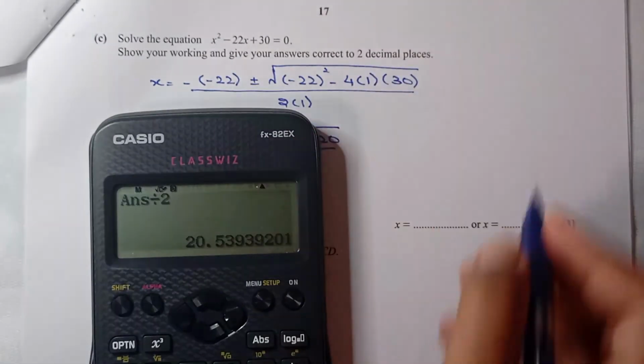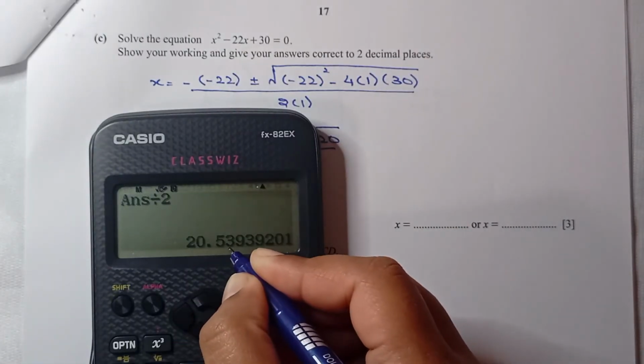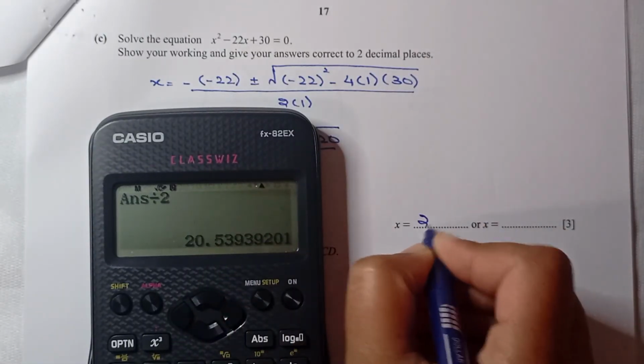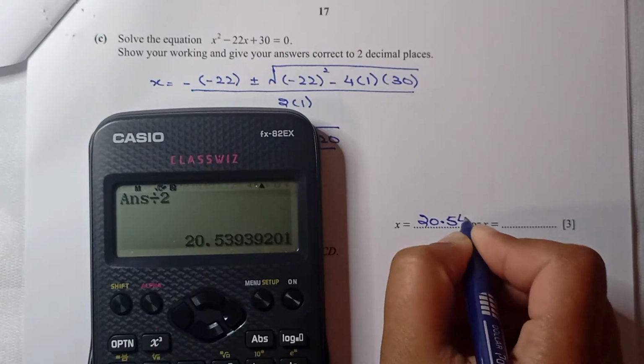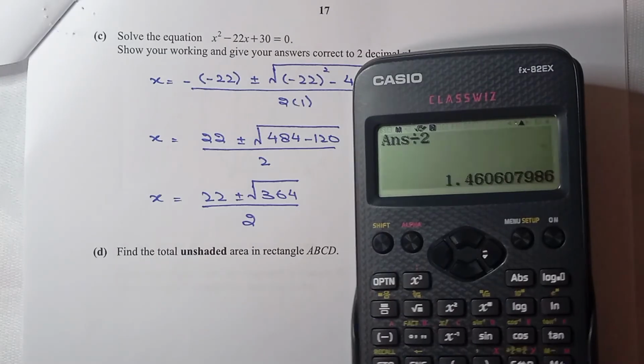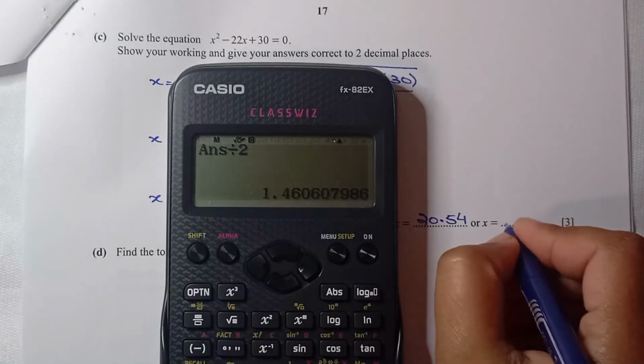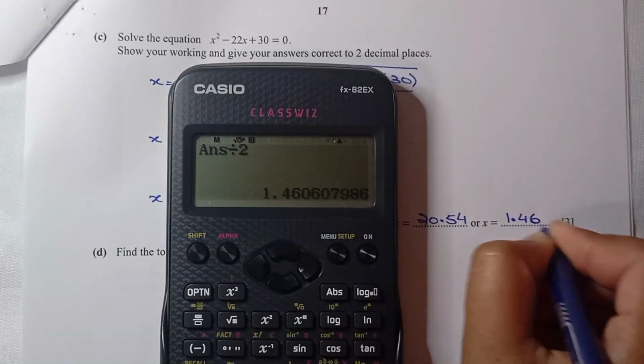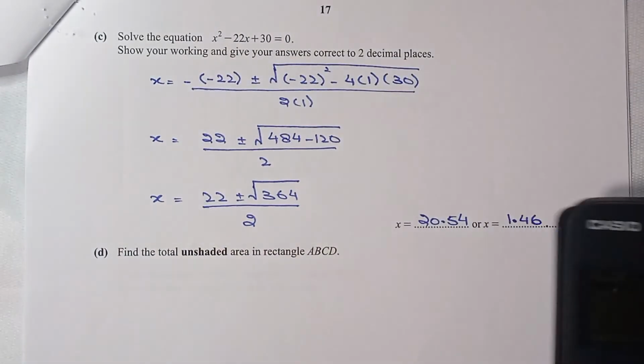We need to find the answer. 20.539, so it would be 20.54. Now for the second value, we have 22 minus the square root of 364, and then divided by 2. This would be 1.460. Correct to 2 decimal places, 1.46. These are the two x values.